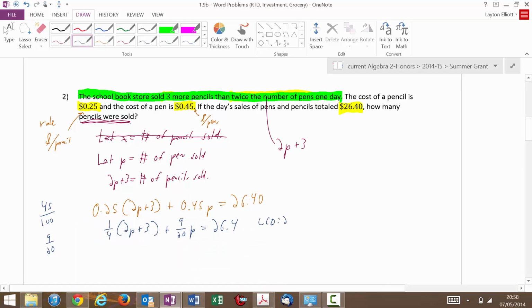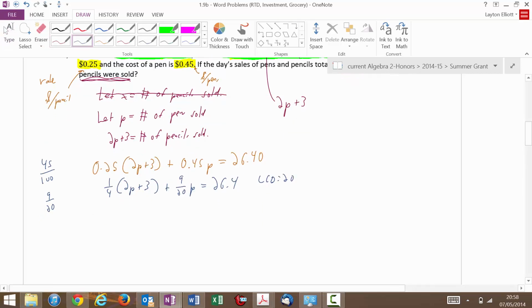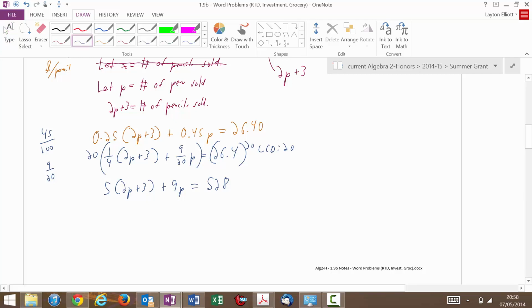And see, I figured that out by looking at the different fractions, 1/4, 9/20ths, and this one I didn't really have to think about what that would reduce to. I just know that swinging that over there, I could multiply that by 10. So let's do that. If I multiply both sides by a 20, look what happens. I have 5 times 2p plus 3 plus 9p equals, and then 26.4 times 20, well, that would be times 2 with the decimal moved over. It should be 528. If you can tell, I'm trying to solve this without using a calculator right now.